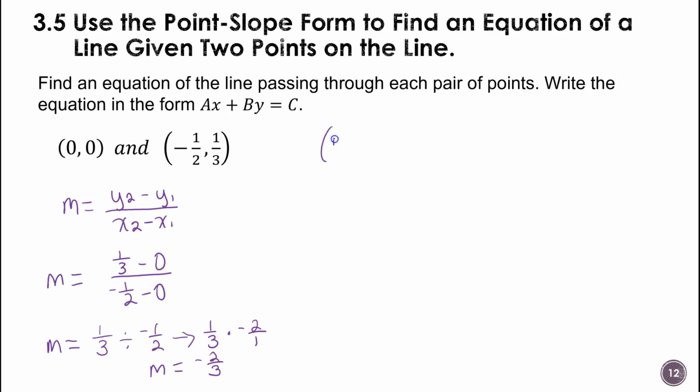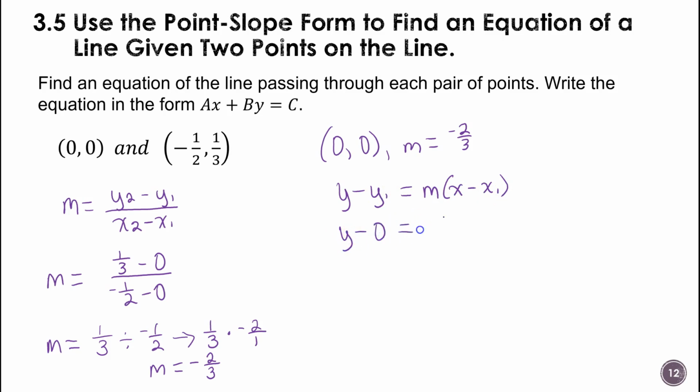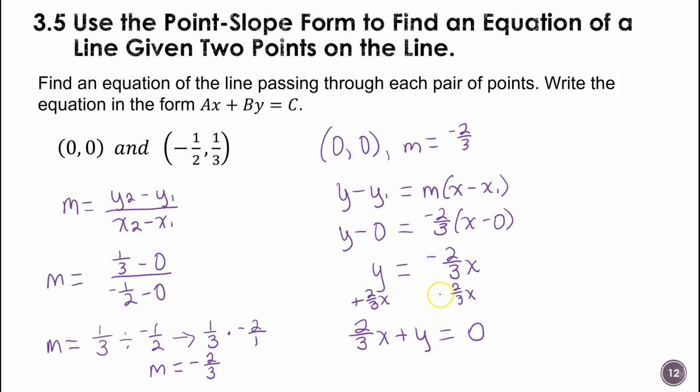Okay, so I'm going to use this, 0, 0. Always try to pick the ordered pair you think is going to be the easiest to work with. Definitely zeros are easy to work with when we're writing this equation. So here's how this is going to look. Let me write the formula out real quick. So let's substitute in y minus 0 equals negative 2/3 times x minus 0. So that leaves me with y equals negative 2/3 x, because when I multiply it times 0, it's just 0. Then I'll add 2/3 x to both sides. So 2/3 x plus y equals 0. Right? Because I had opposites on my coefficients, and so that always equals 0.